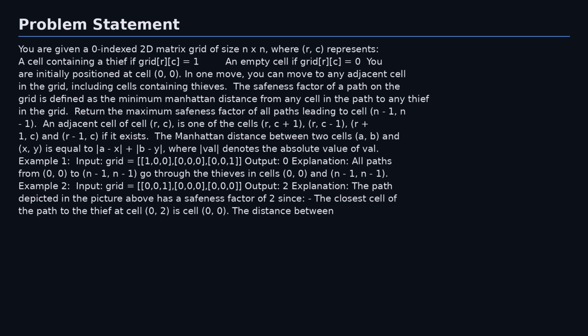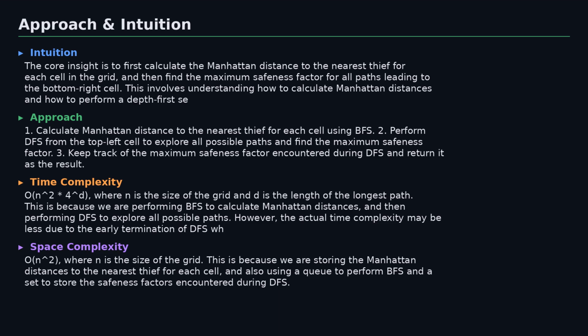So, what's the core insight here? The key idea is to first calculate the Manhattan distance to the nearest thief for each cell in the grid. Think of it like a heat map, where each cell has a value representing how close it is to the nearest thief. Once we have this heat map, we can explore all possible paths from the top left cell to the bottom right cell and find the maximum safeness factor. It's like navigating through a maze, where we want to avoid the thieves as much as possible.